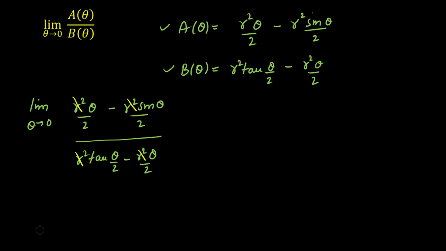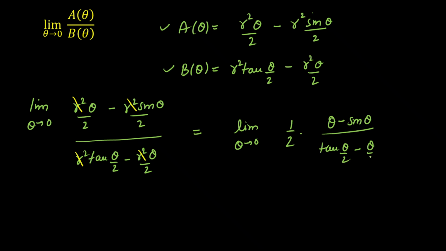Now I'm going to write the remaining expression, that is the limit as theta tends to 0. We have theta by 2, or let's say we'll take the LCM here. So 1 by 2 outside, and we have theta minus sine theta whole divided by tan theta by 2 minus theta by 2. Now I'm going to evaluate this limit in the next slide, because these two are pretty standard limits, and I'm going to explain the standard limits also.